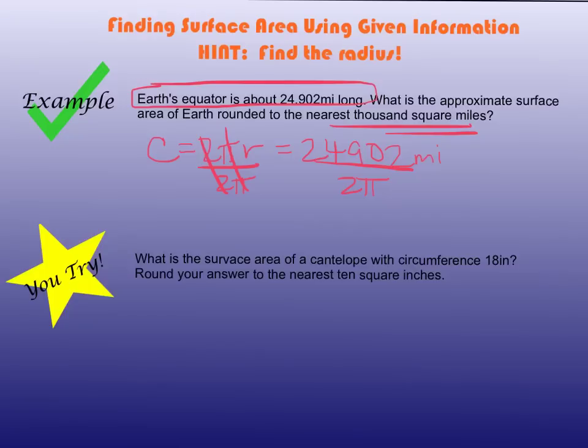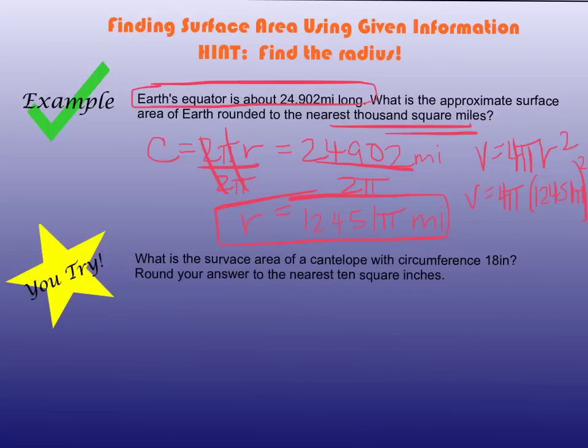So 24,902 divided by 2 pi. My answer is 12,451 over pi miles. That's my radius, which is helpful to me, but it's not everything, because now I need to plug it back into my formula for surface area, which was 4 pi r squared. So I get surface area equals 4 pi, my radius is 12,451 over pi, and I need to square that.